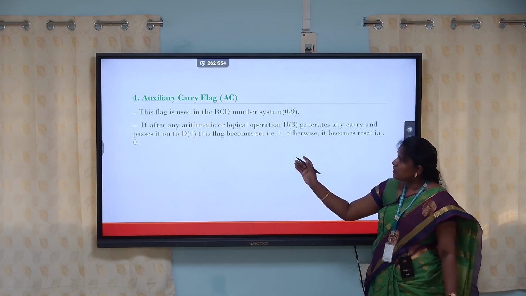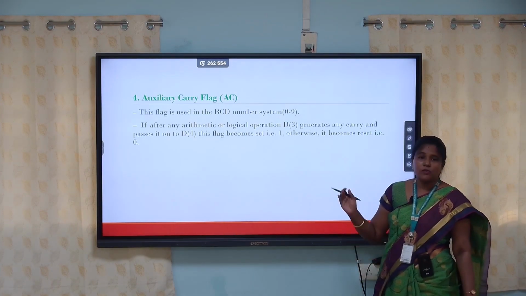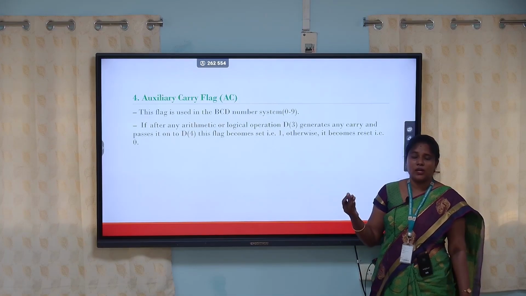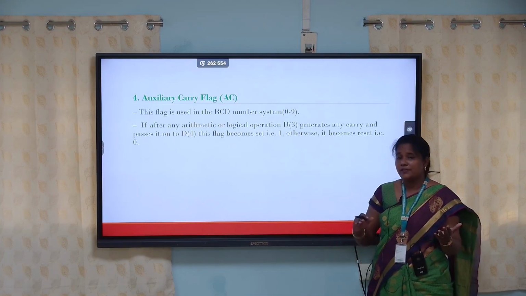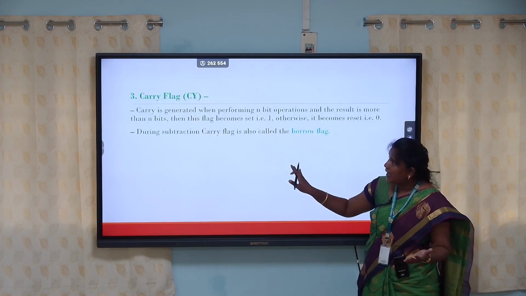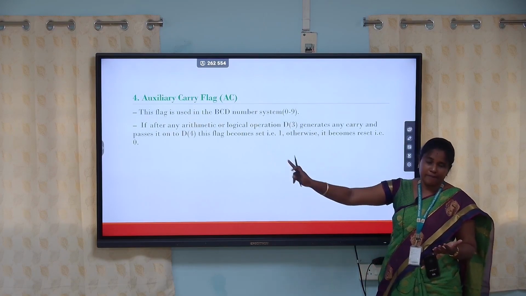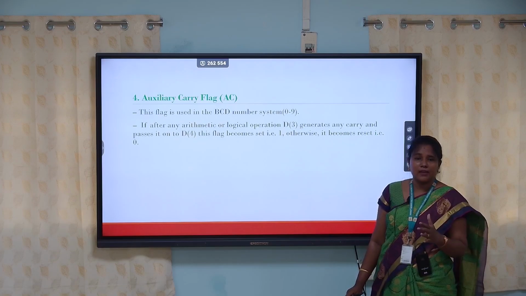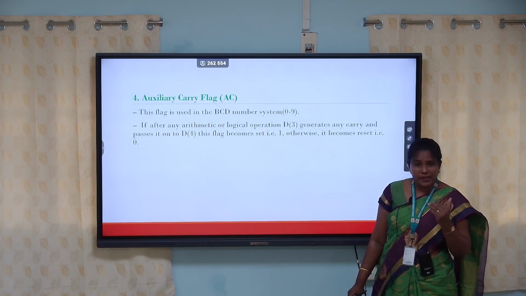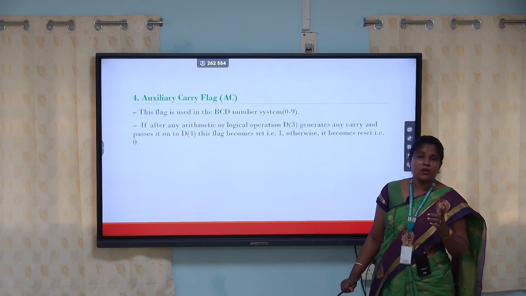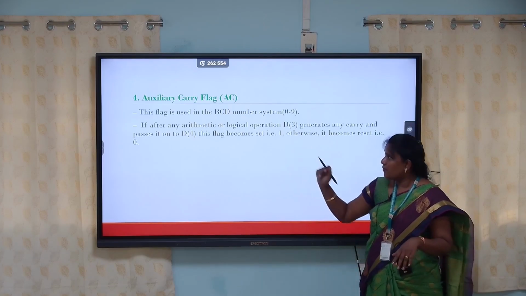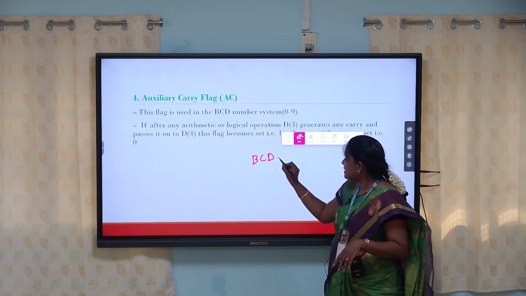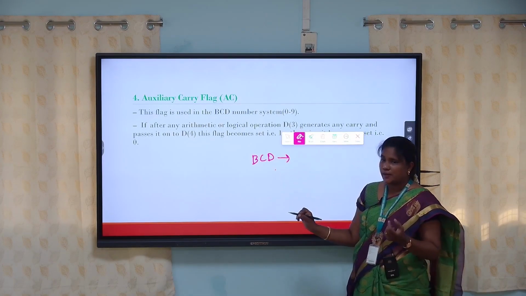This flag is used in the BCD number system. BCD means binary coded decimal. The carry flag is different from the auxiliary carry flag. The carry flag is used in the binary number system, and the auxiliary carry flag is used in the BCD, binary coded decimal, number system.